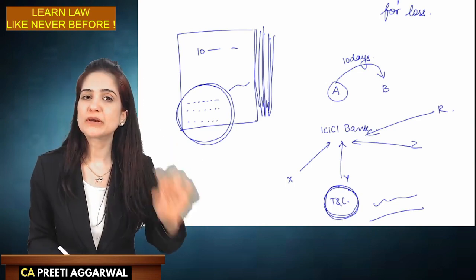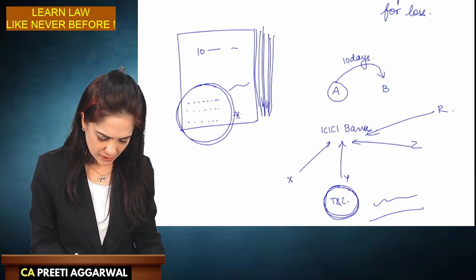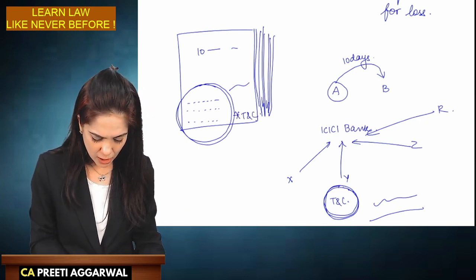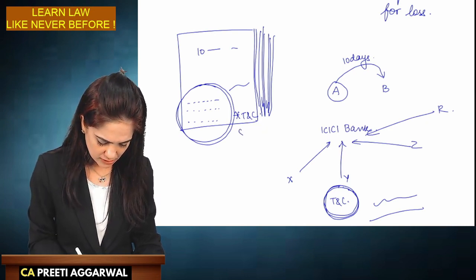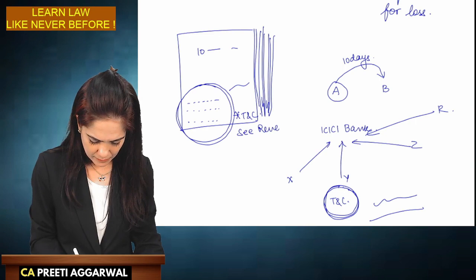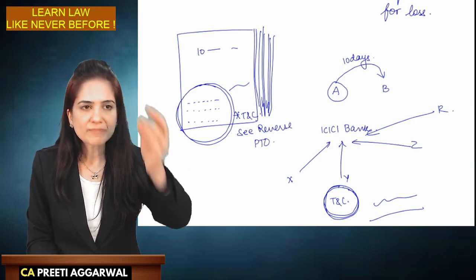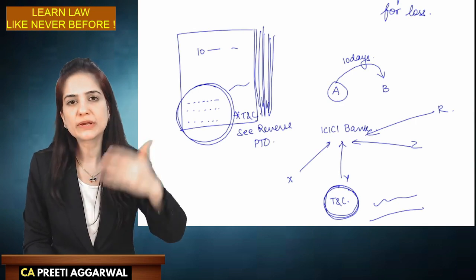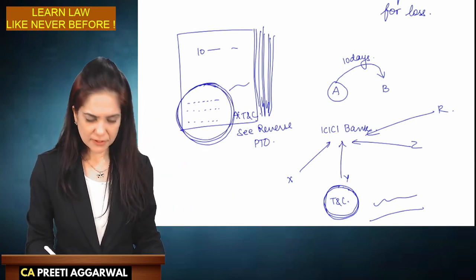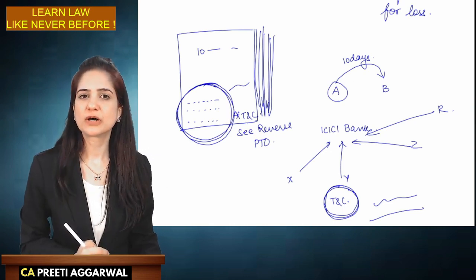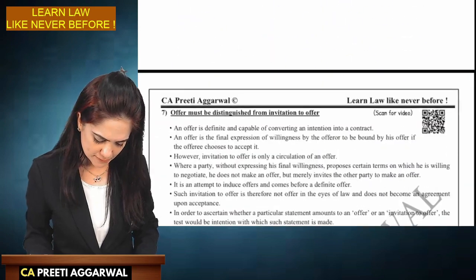If he wants to print those terms and conditions on the back side of the bill, put an asterisk, write terms and conditions apply, or see reverse, please turn over. At least write something which will prompt him to go and read those terms and conditions. So these terms and conditions must be brought to the notice of the customer. Let me discuss an example with you.